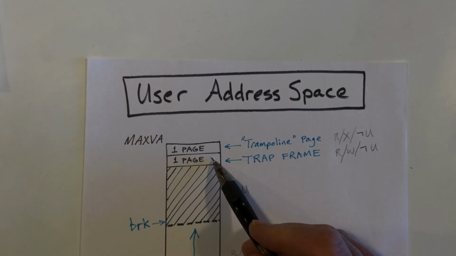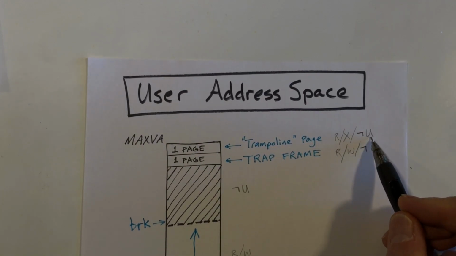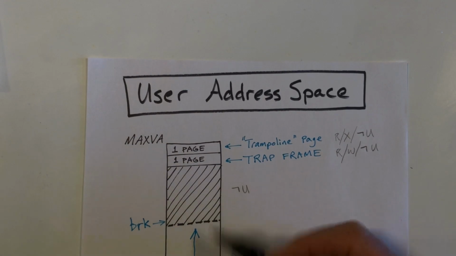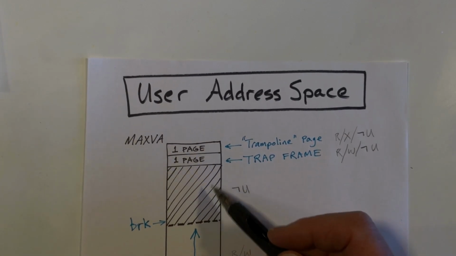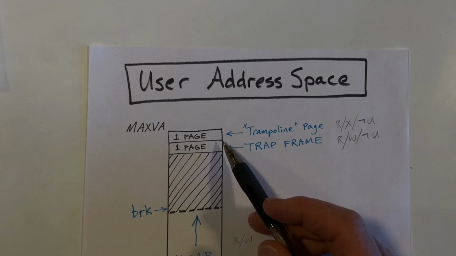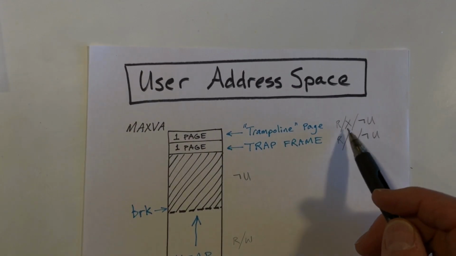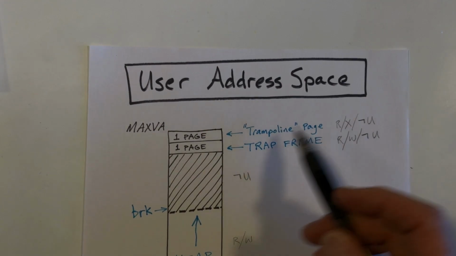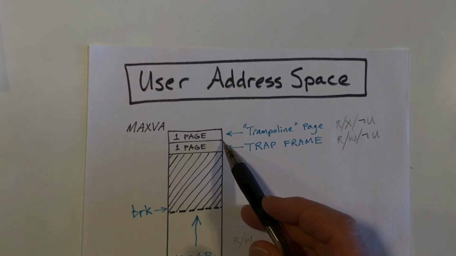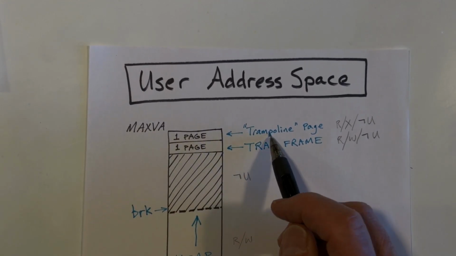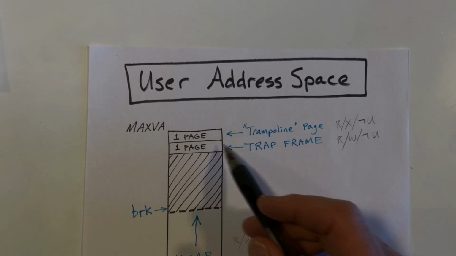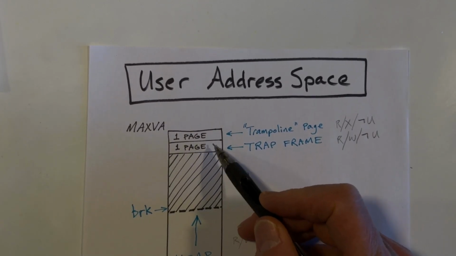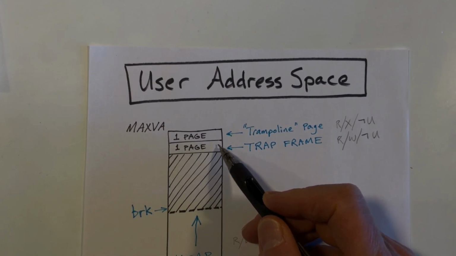These pages up here are marked not accessible in user mode. So user code cannot access these pages. User mode cannot read them or write them or execute any code from them. These are used during trap and exception processing. So the trampoline page contains code, so it's executable. And when an exception or interrupt occurs, we're going to be executing code in the trampoline page. We'll discuss that later. The trap frame is readable and writable, and that is where the registers will be saved.